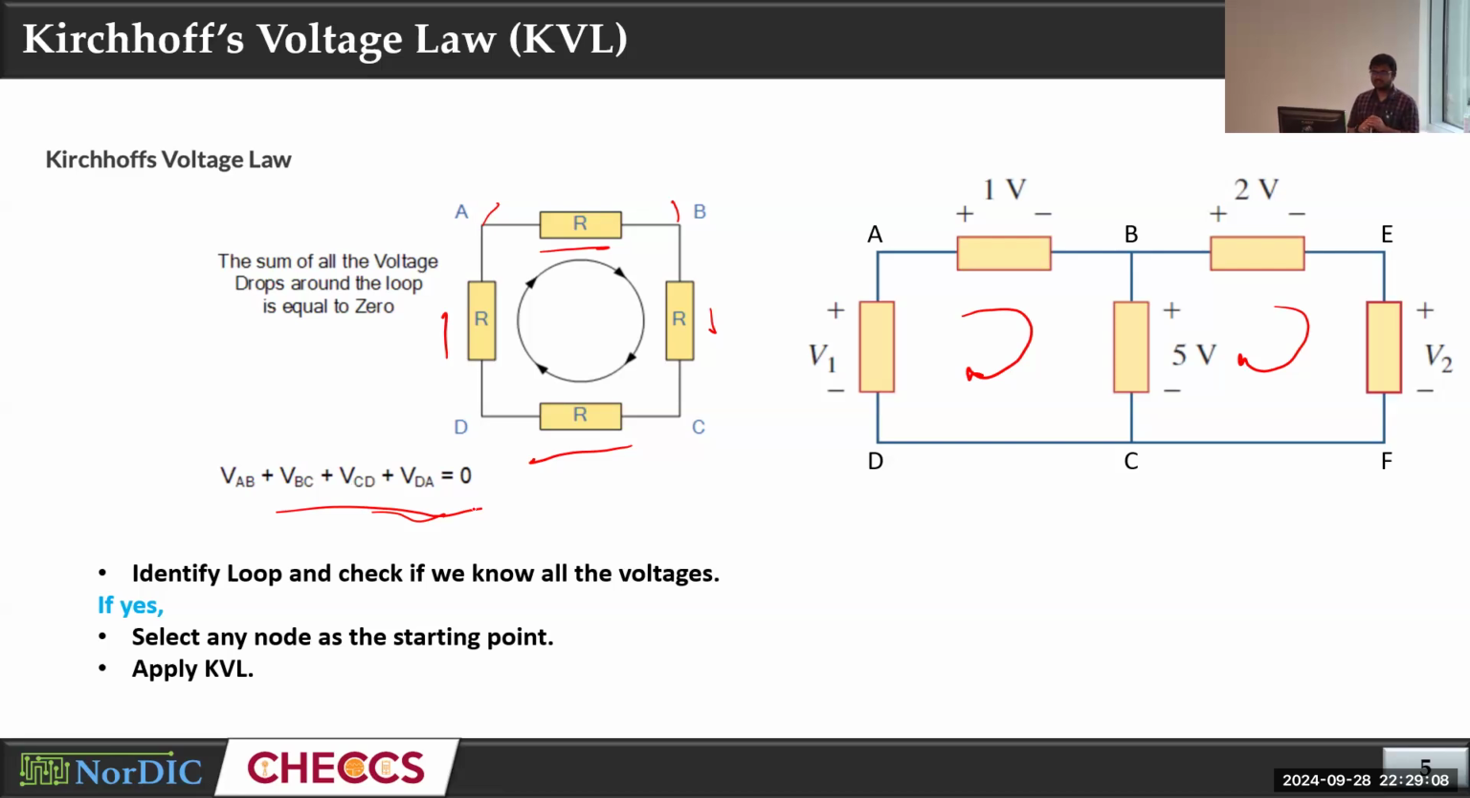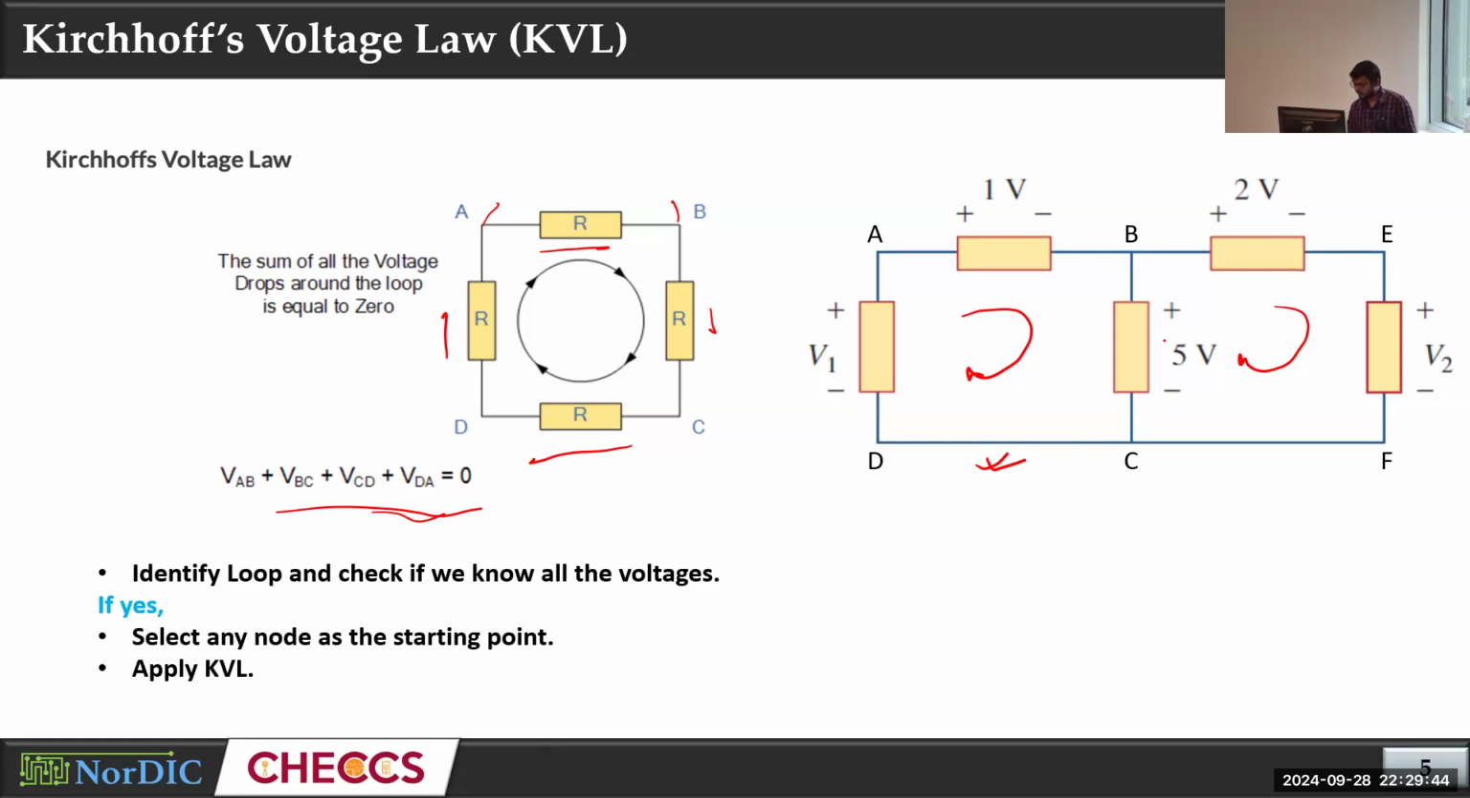I'll first explain the steps for writing KVL for a loop in the circuit. First, we have to identify the loops, which we have already done. How many loops are there? We have 2 loops. Then we have to consider one loop at a time. Let's consider this loop, and then we have to check if we know the voltages of all the elements in that loop. In this case, since this is a simple example, we know the voltages of all the elements, right?